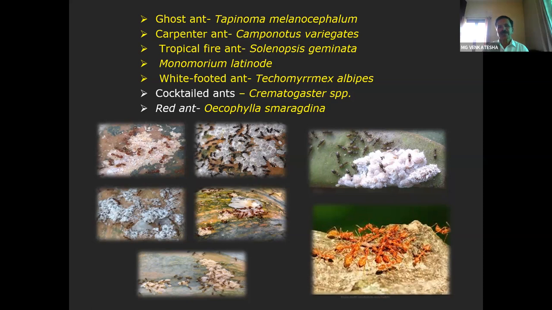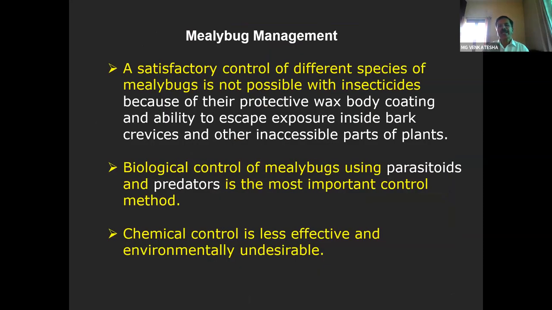Next slide, please. So, mealybug management. A satisfactory control of different species of mealybugs is not possible with insecticides because of their protective wax body coating and the ability to escape exposure inside bark crevices and other inaccessible parts of plants. So many people advocate using toxic insecticides, especially now, the organochlorine insecticides are used, or sometimes systemic insecticides are also used, but they are not highly effective because the toxic insecticides cannot establish contact with the mealybugs because of the wax coating.